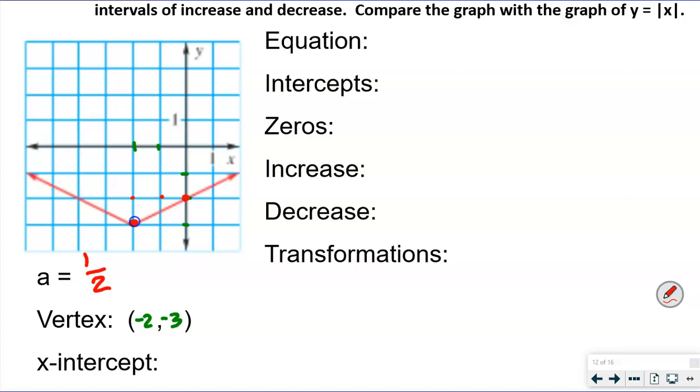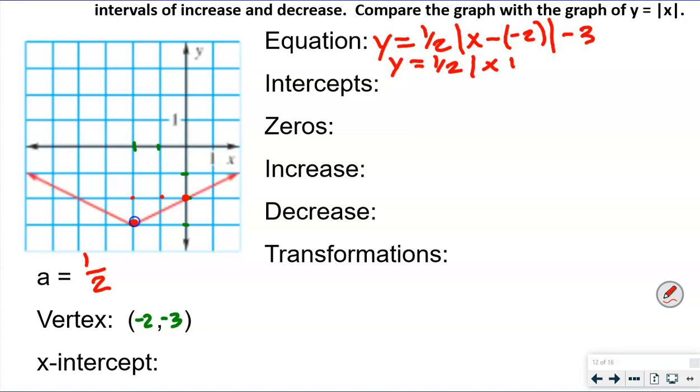Now we can write the equation, okay? So when we write our equation, we're going to say y equals, remember it's a, that's my 1/2, absolute value of x minus h, so that's minus a -2, plus k, which would be -3. So I'm actually just going to put a -3 there, okay? So when we write our final equation, it's going to be y equals 1/2 absolute value of x plus 2 minus 3. Okay, that's the equation. Now, we can't see the intercepts on this graph, not all of them.